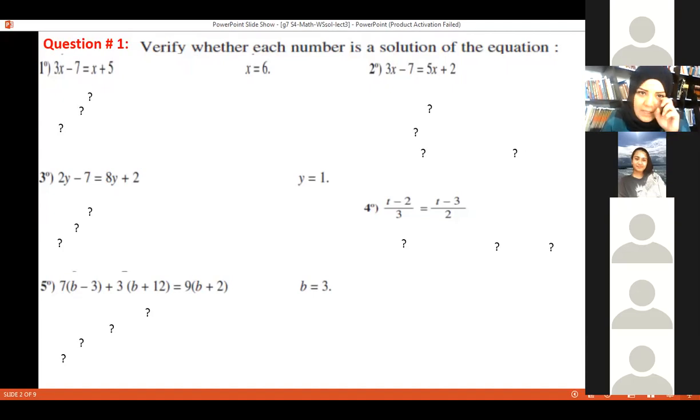11. 3 times 6, which is 18. 18 minus 7 is 11. Is 11 equal to 6 plus 5? Yes. So 11 equals 11. Very good. Then what do we say in this case? 6 is what? Solution. Very good. Anyone have any question about this one?